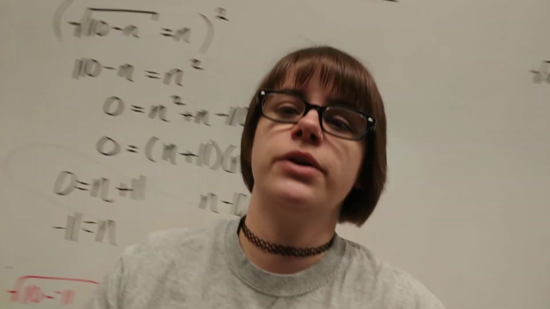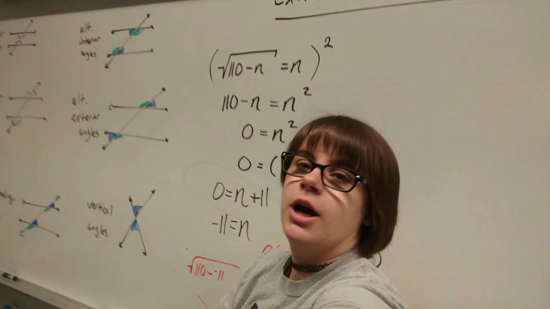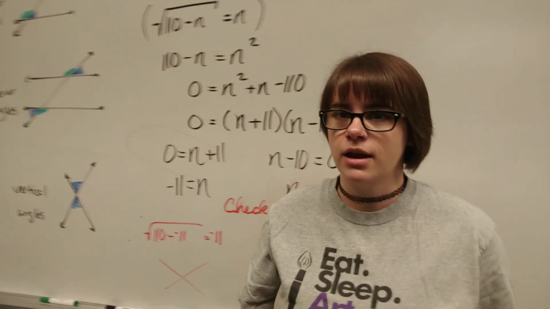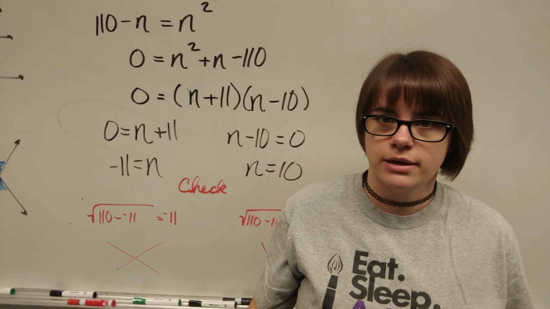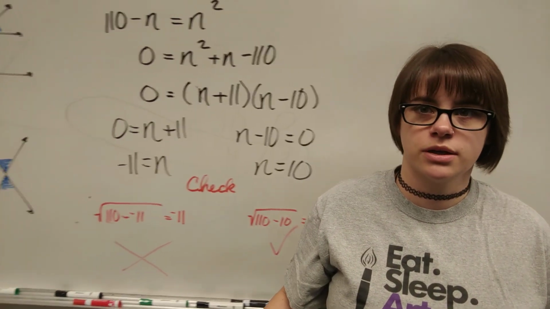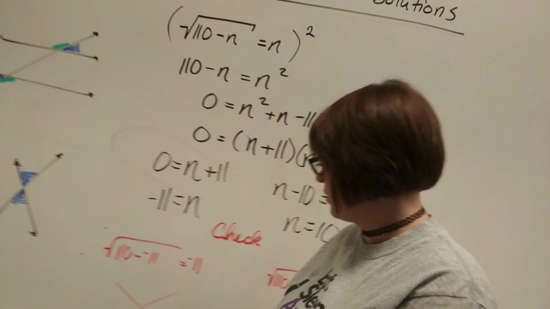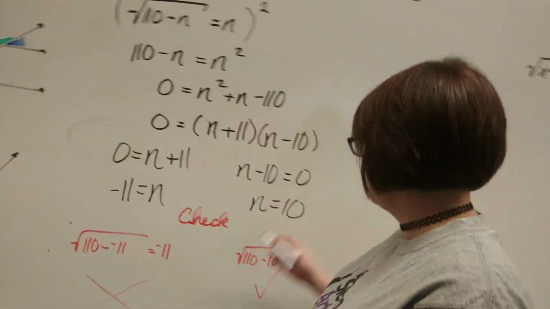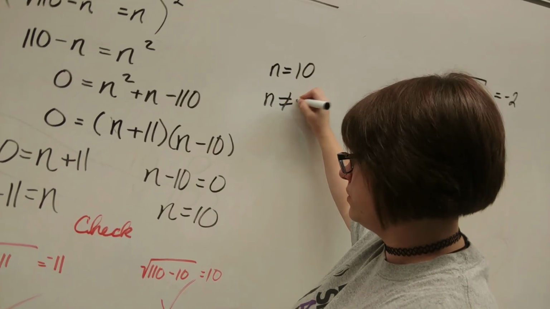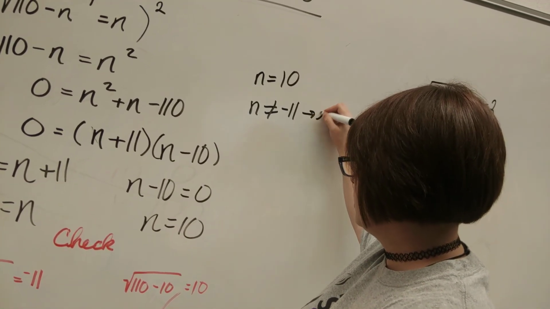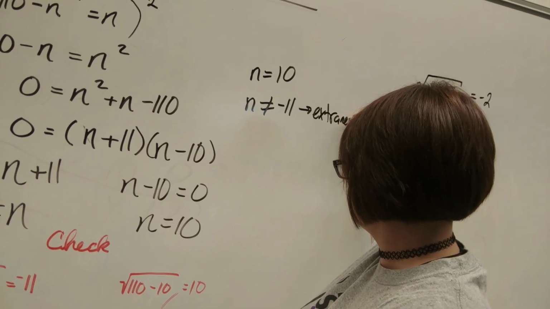Pause. Okay, so all my students are standing upright in the back. So I factored it, I did the zero product property, which is notes 9, and then I figured out that 10 works, -11 doesn't. So what I would write on my answer line is n equals 10, n does not equal -11, and then extraneous solution.